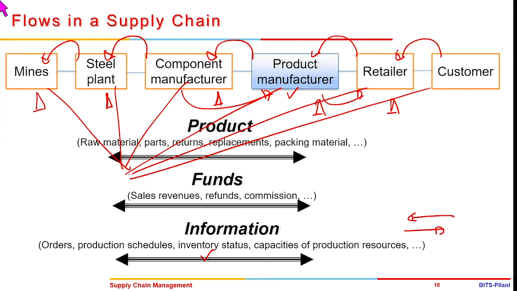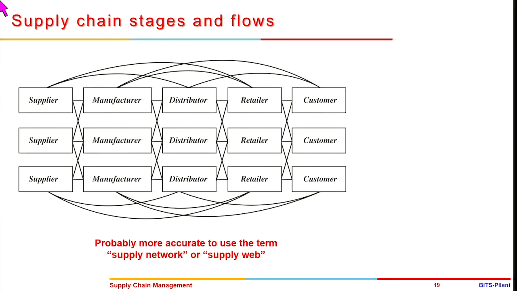which we'll see later. When we look at the characteristics of information, we'll find that information need not flow sequentially, as product and funds generally do. So orders, production schedule, inventory status, and capacity of production resources can also be shared by the entities with other entities to improve the performance of the supply chain.